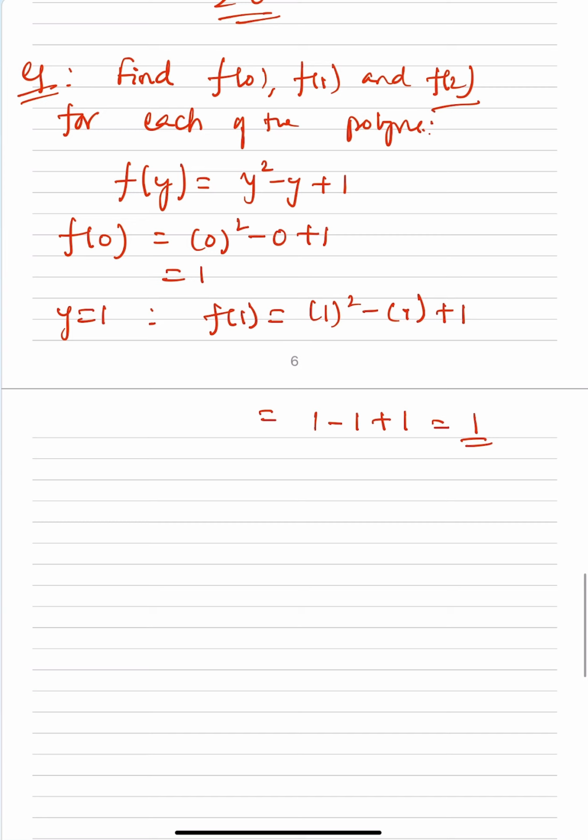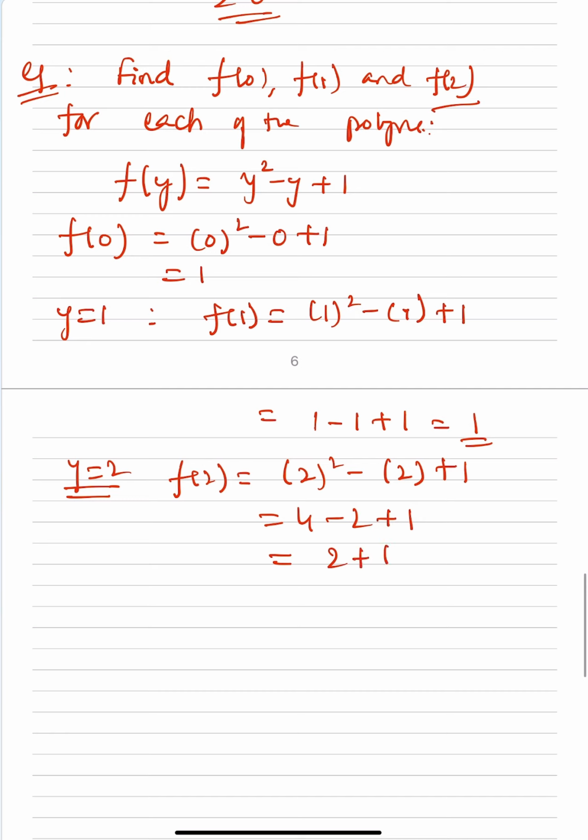Next is f of 2. So I'll say y is equal to 2. f of 2 will be equal to 2 square minus 2 plus 1. 4 minus 2 plus 1. That is 2 plus 1 is equal to 3. So these were the different values of the given polynomial. It is not 0. Okay. This way you need to do the sums.